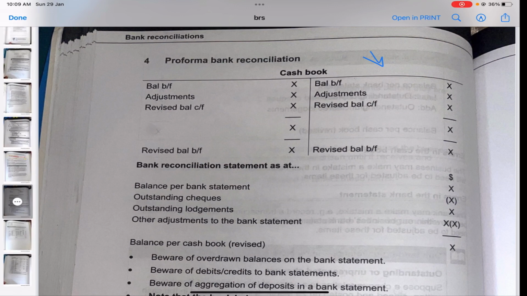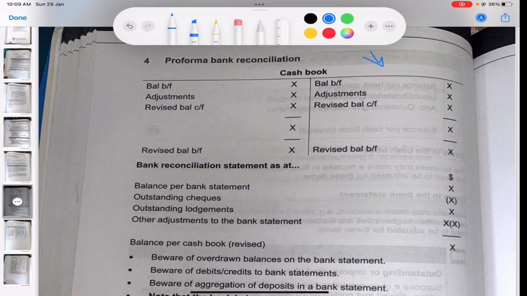So adjustments on both the sides. Whatever has to increase the cash would come on the left side, and whatever has to decrease the cash will come on the right side.